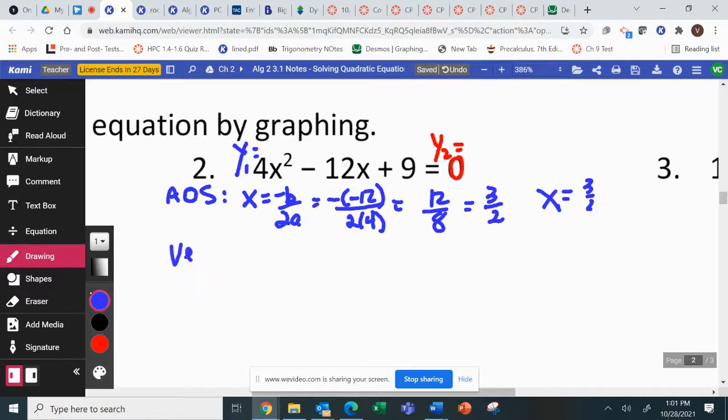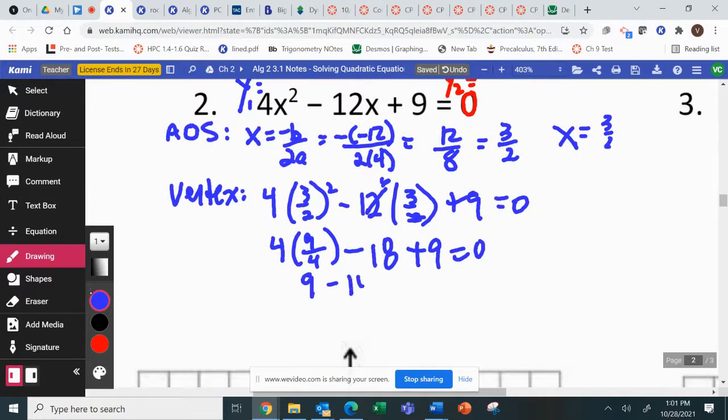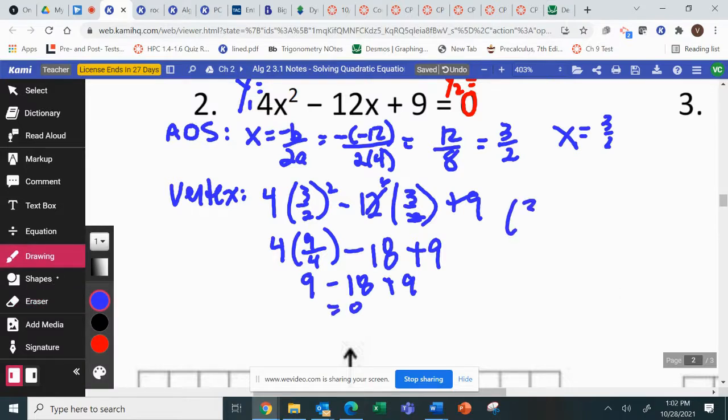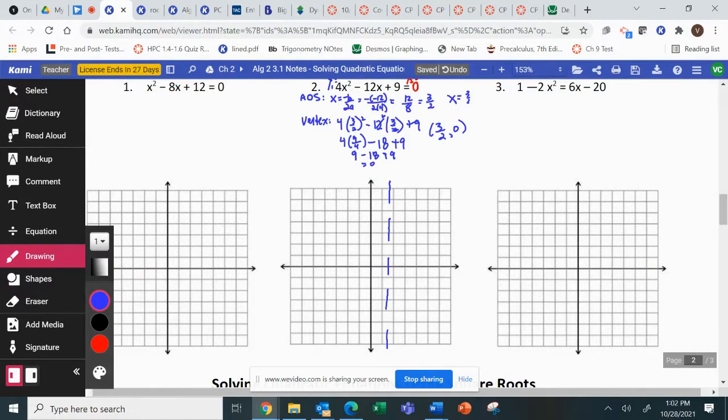Okay, and then for the vertex, we'll plug that in. So we're going to do 4 times 3 over 2 squared minus 12 times 3 over 2 plus 9 equals 0. So we've got 4 times 9 fourths, and then I multiply this, that's 6, that's 18, minus 18 plus 9. And I get 9 minus 18 plus 9, which equals 0. So our vertex is 3/2, comma 0. On my graph, I've got 1.5. My vertex is at 3/2, comma 0.